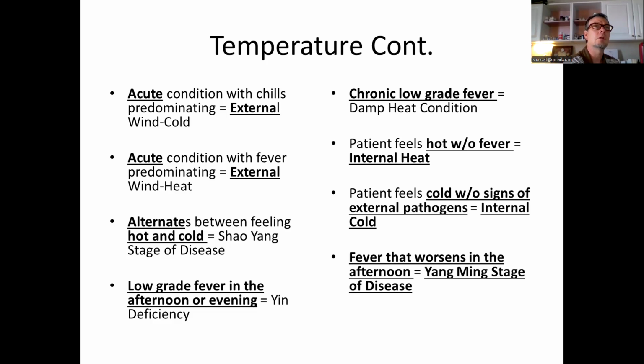Yin deficiency. The disease is starting to consume or batter the kidney energy. And so the yin starts to deplete, and that's why you start getting these low grade feelings of heat in the afternoon or low grade fevers.